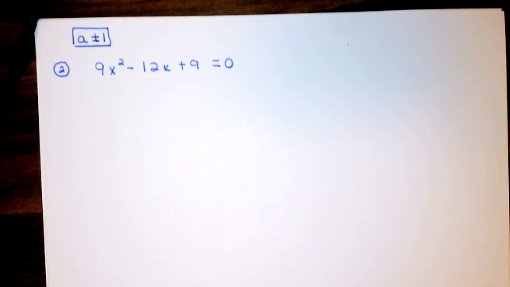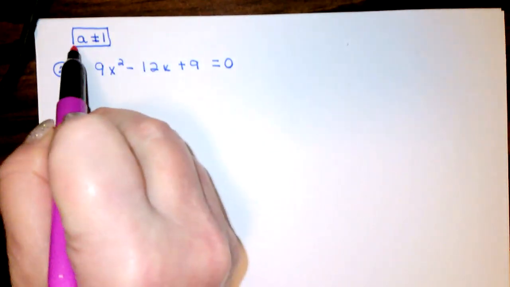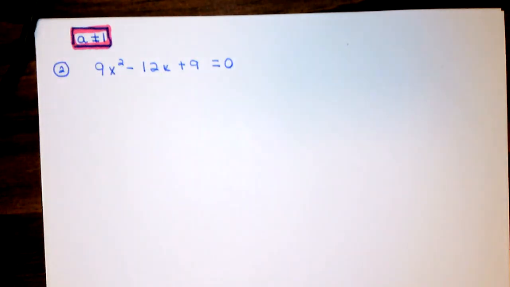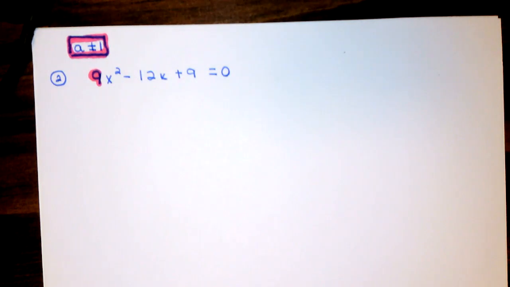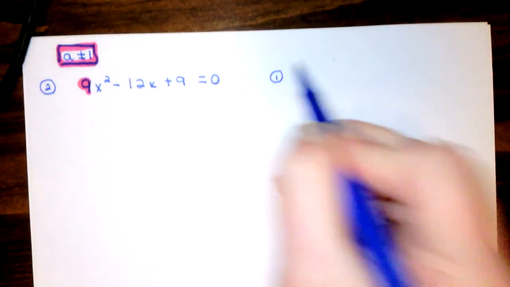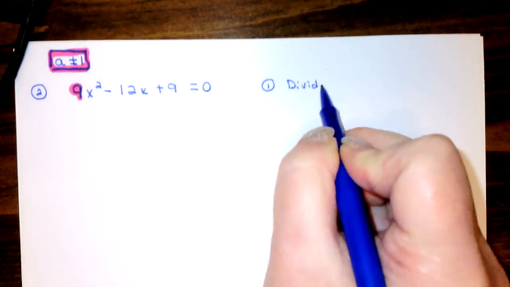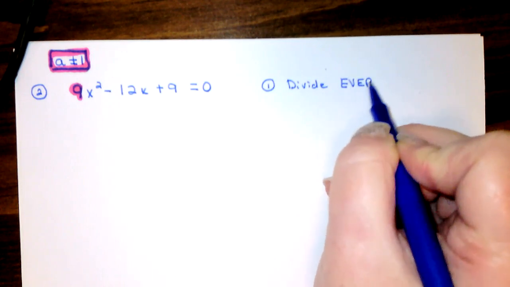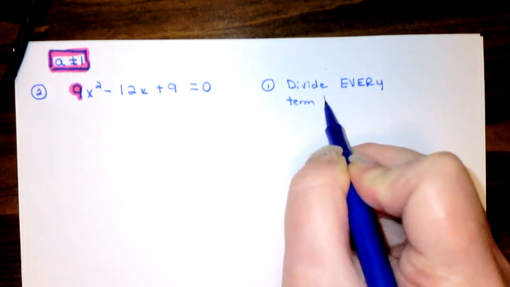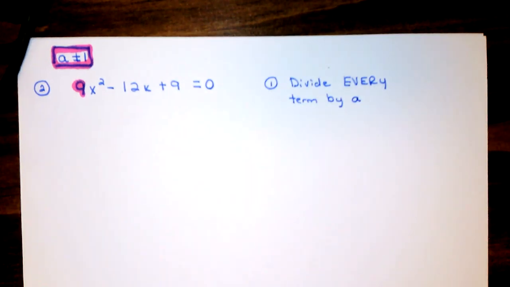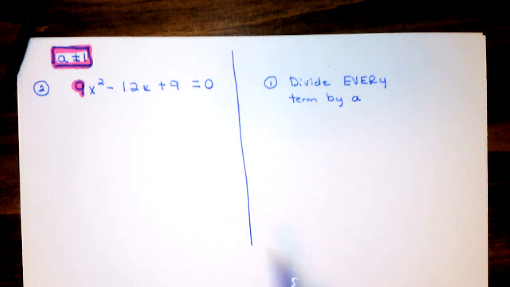Now, this would be one of the most difficult ones because you're going to have to encounter a lot of fractions. So if you recall me saying earlier that a needed to be 1 for us to follow those steps, but right now, a is equal to 9. So that's going to cause us an issue here. If that happens when you are completing the square, step 1, you have to divide every term by that number. So you're going to have to divide every term by a. So whatever your a is, you're going to need to divide every term by that.